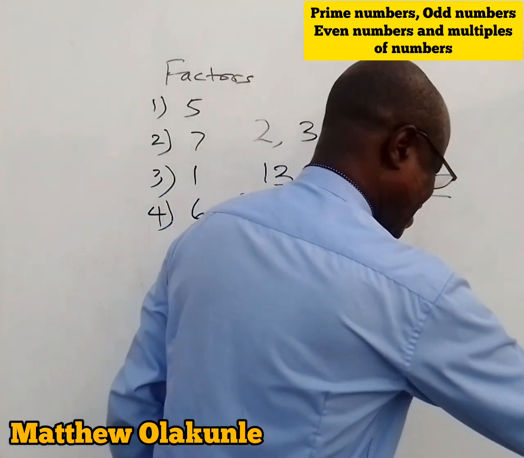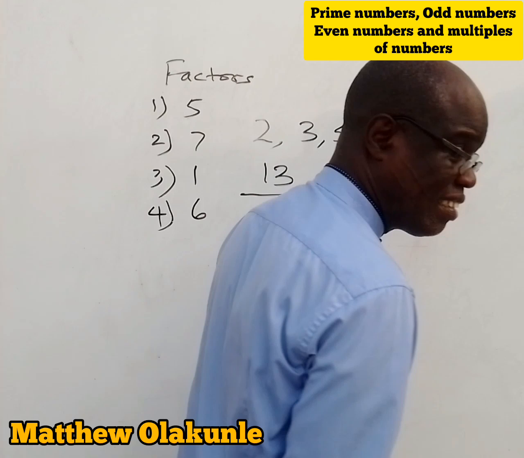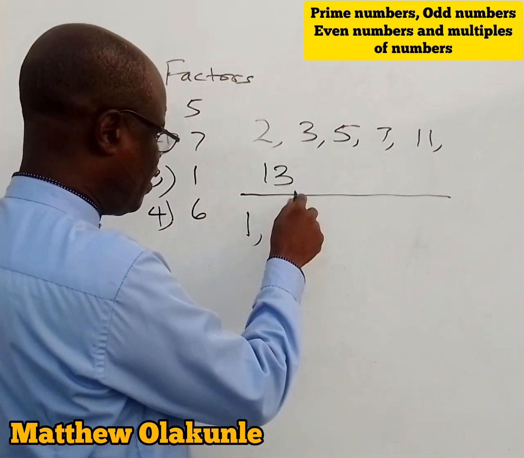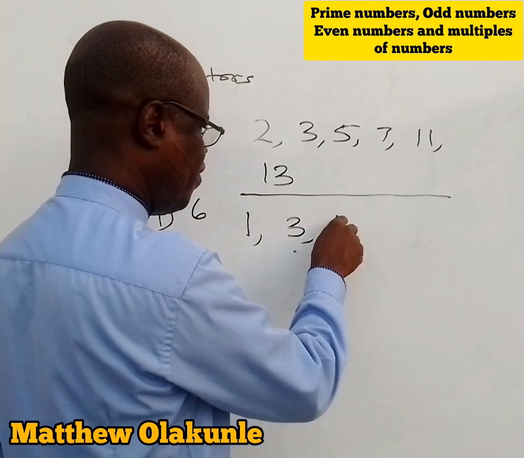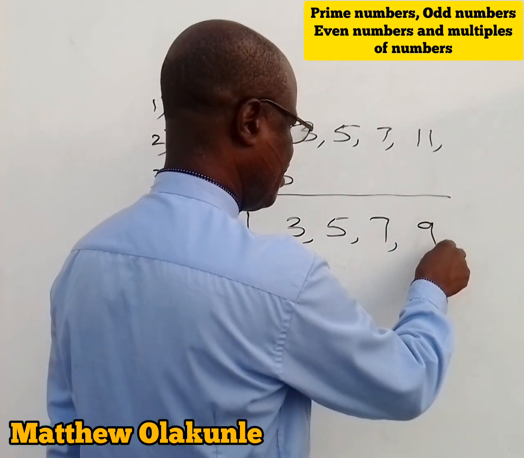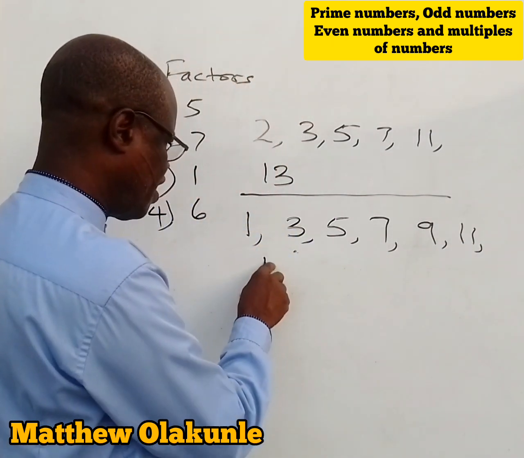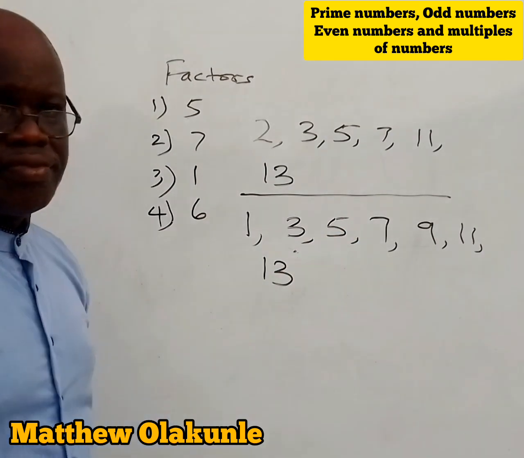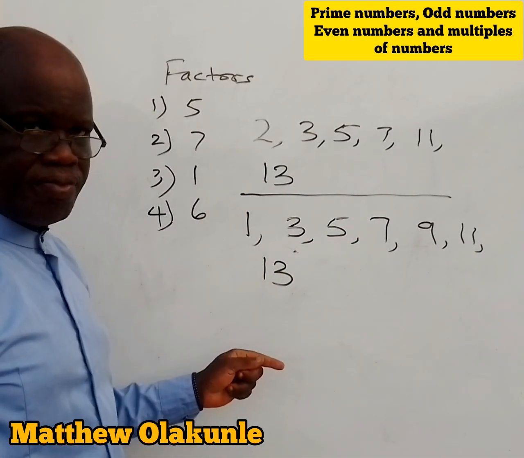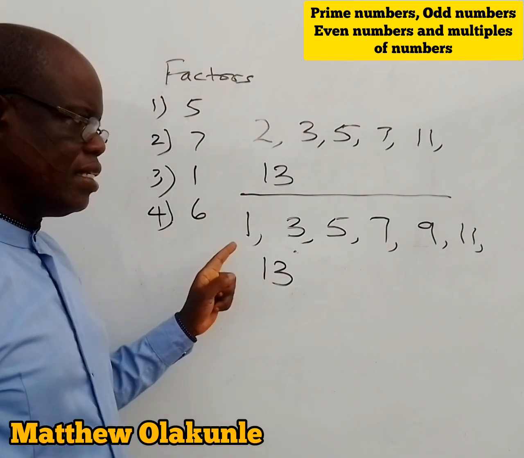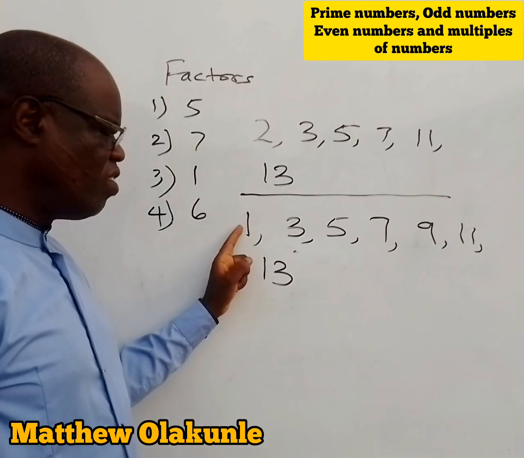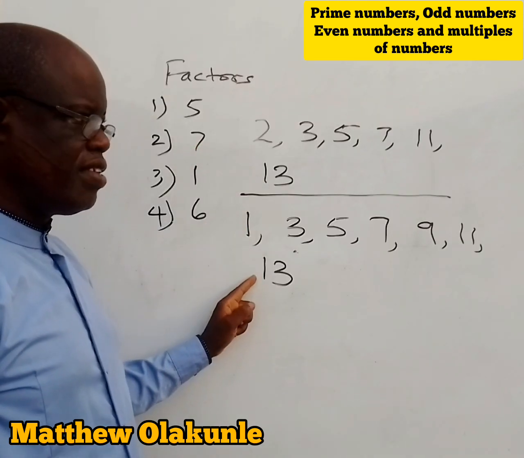So let's list those numbers that are odd numbers from 1 to 15. From 1 to 15, you have 1, 3, 5, 7, 9, 11, 13. So all these are odd numbers. So you could see differences between these ones. Now let's look at the third one, even numbers. This one is prime numbers. This one is odd numbers. Now the next one is what we call even numbers.